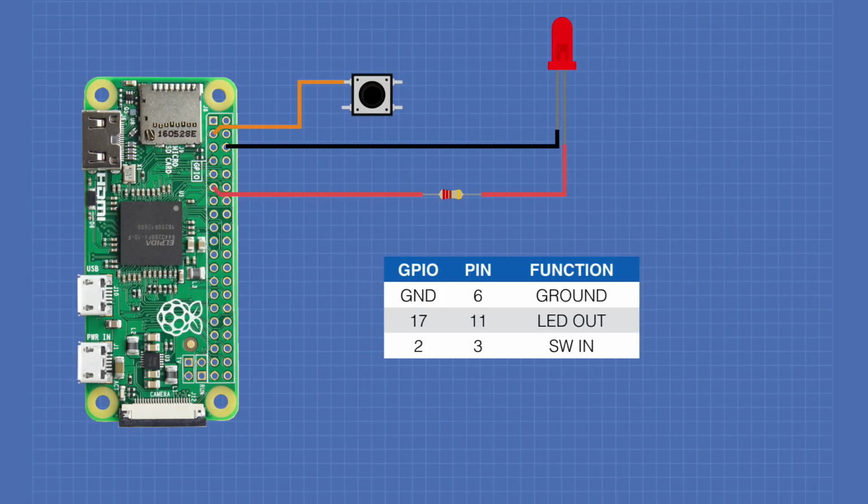Pin 3 will connect to one side of the push button switch. This is also known as GPIO pin 2. We'll connect the other side of the switch to ground. And this completes the wiring for our experiments.